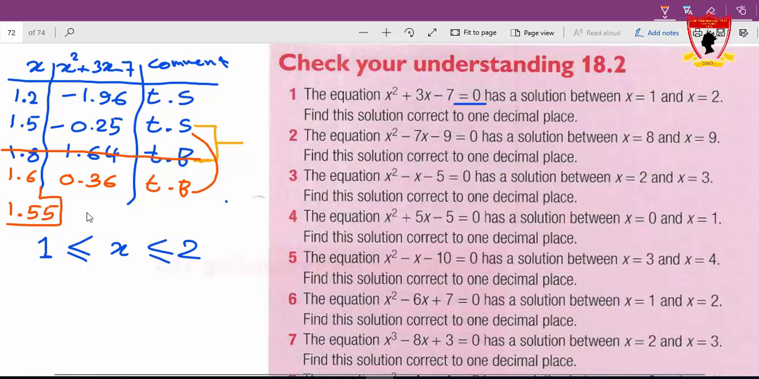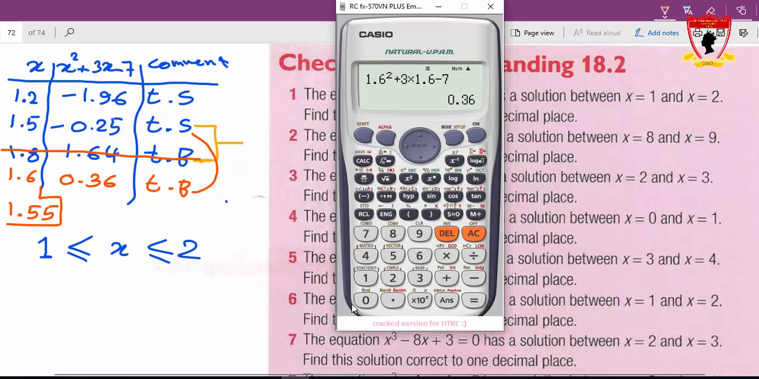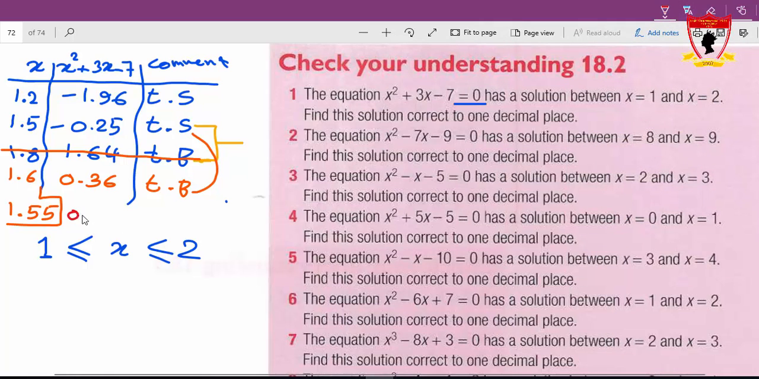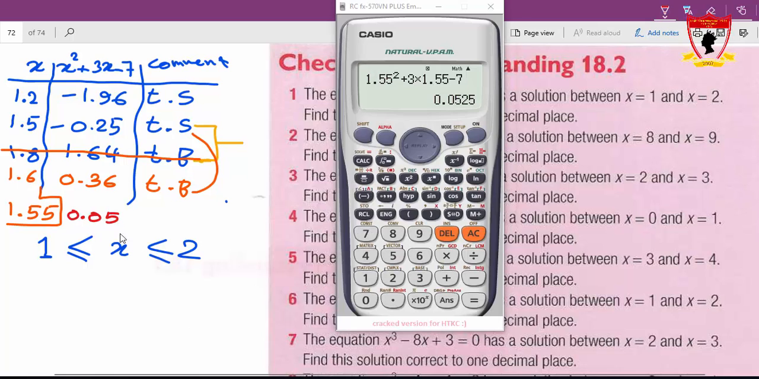1.55. Let's see what we get. 1.55 power 2 plus 3 times 1.55. Then the result minus 7. This is equal to 0.052. So 0.052 we can mark as too close.